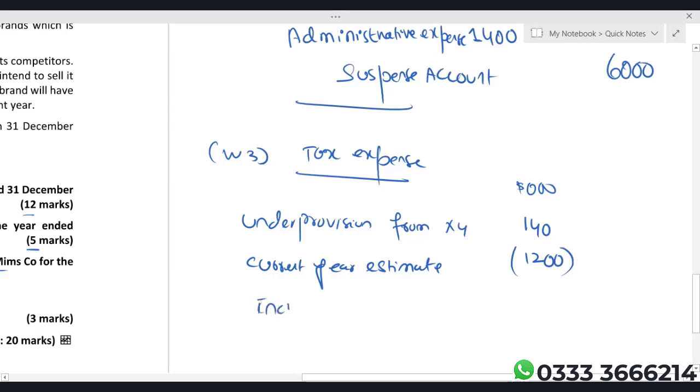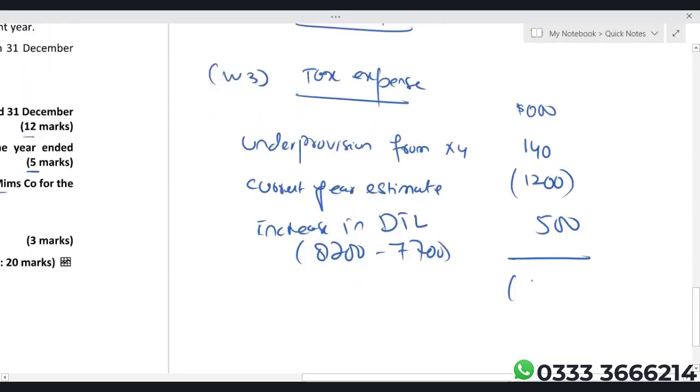Increase in deferred tax liability. Your closing deferred tax liability is 8,200, opening is 7,700. So there's a rise of 500. So there will be a net credit to the P&L of 560. Net tax credit to statement of profit and loss.